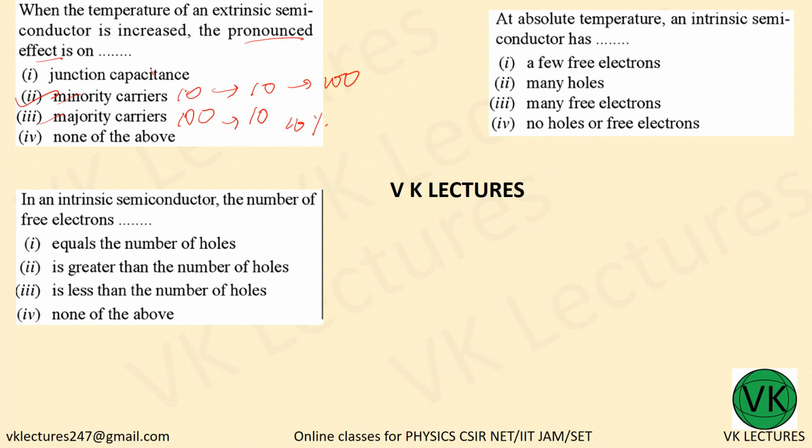Now, in an intrinsic semiconductor, the number of free electrons equals the number of holes, because the question is not asking about absolute zero, that means zero temperature. No, at any temperature, we are talking about a pure semiconductor. In that case, the number of holes and electrons are the same. Less than holes, none of them. At absolute temperature, meaning zero, an intrinsic semiconductor has no holes or free electrons. So okay, anybody with 10 out of 10?